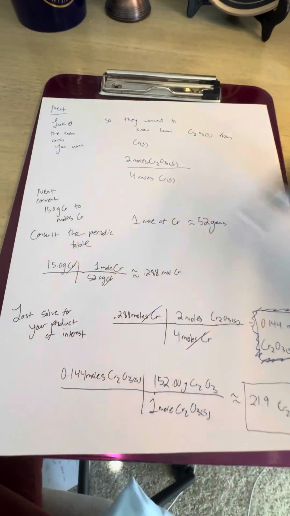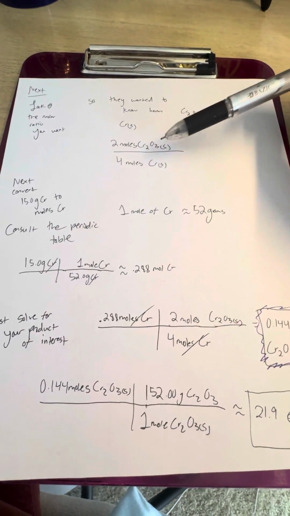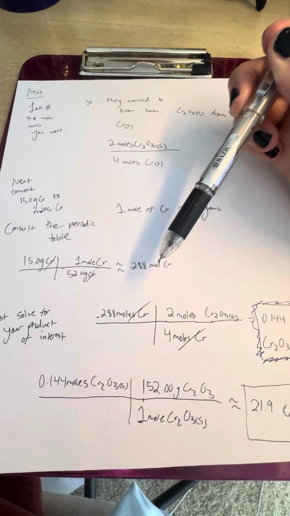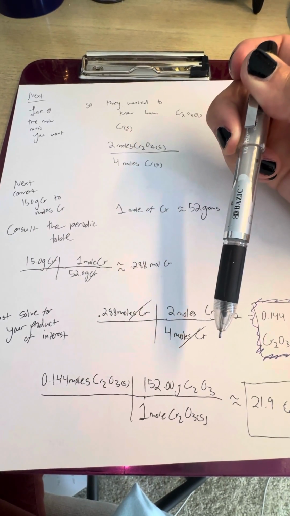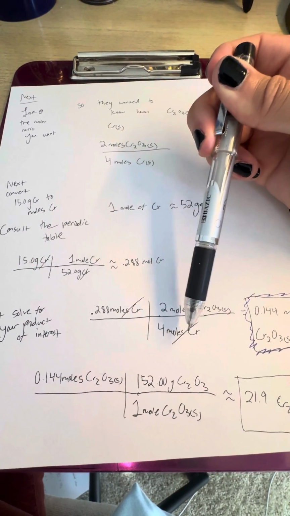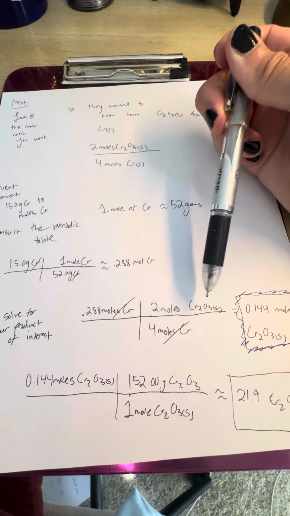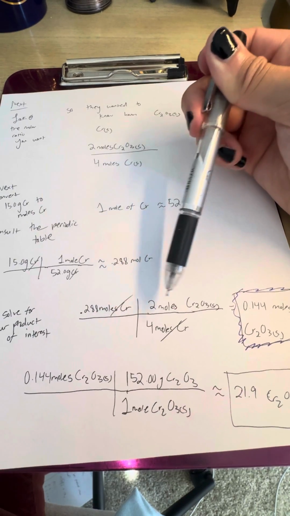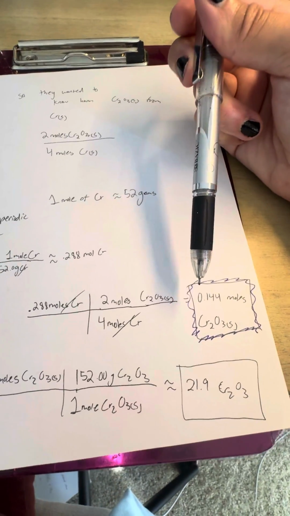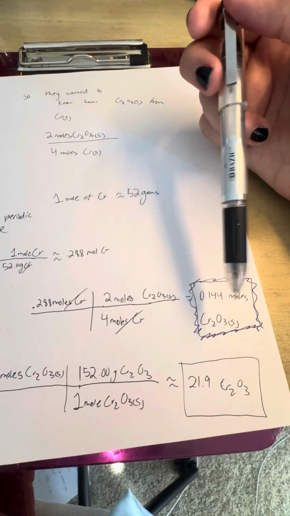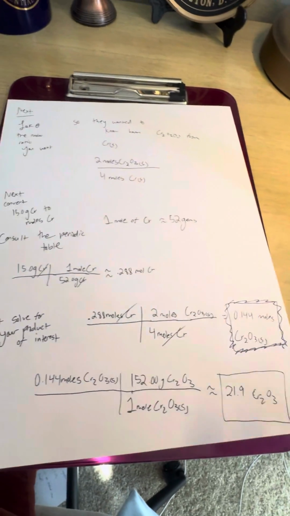The last thing you need to do is solve for your product of interest, which was chromium trioxide. We have the 0.288 moles of chromium. We're going to cancel out this chromium on the bottom from our conversion factor. Multiply that by the 2, so 0.288 times 2 divided by 4 will give us about 0.144 moles of chromium trioxide. I thought this was the end, but it wasn't.